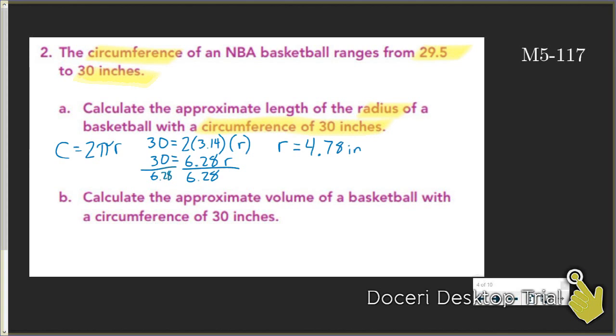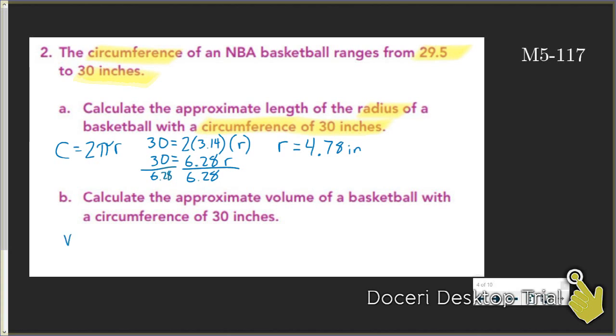That is just a length, not a volume, so we don't need to square it or cube it. It's just inches, so it's 4 and 78 hundredths of an inch. Now again, that sets us up really nicely for question B because it's asking for the approximate volume of the basketball. And it gives us the circumference again, but we know that's the same circumference as letter A. And in letter A, we found the radius, so now we can plug in the radius into the formula.